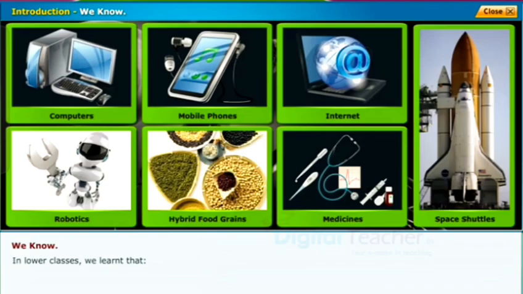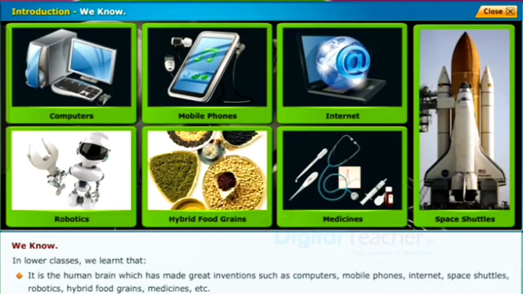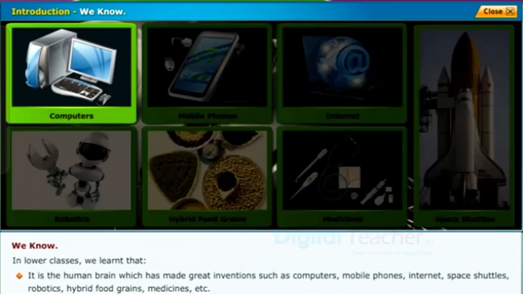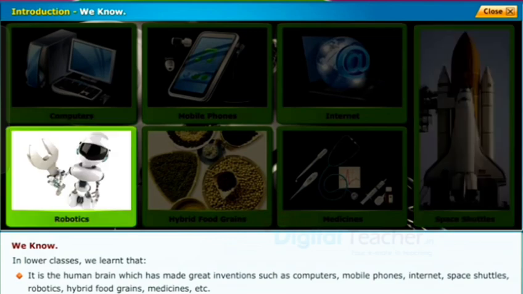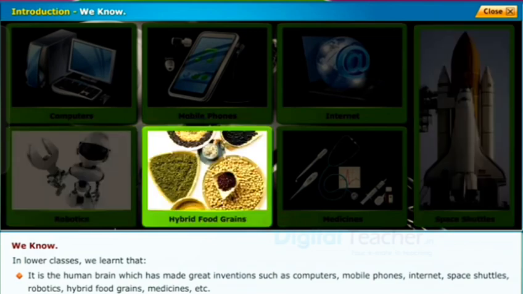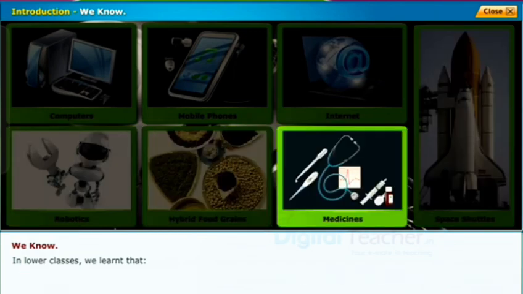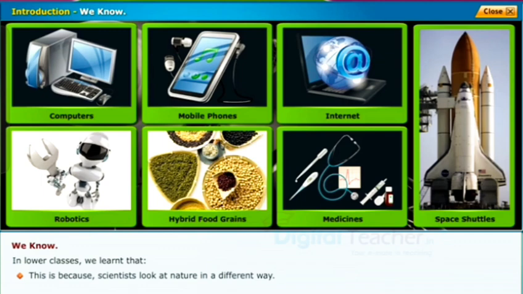In lower classes, we learned that it is the human brain which has made great inventions such as computers, mobile phones, internet, space shuttles, robotics, hybrid food grains, medicines, etc. This is because scientists look at nature in a different way.